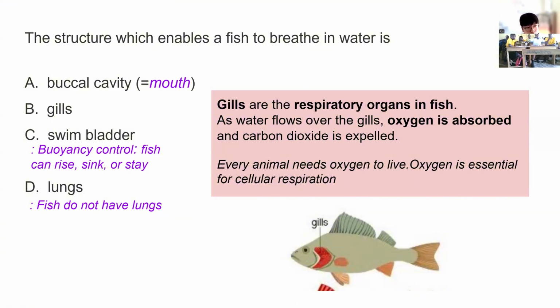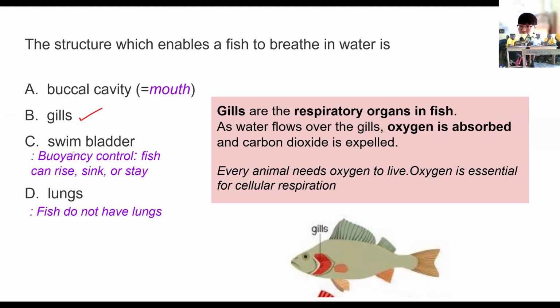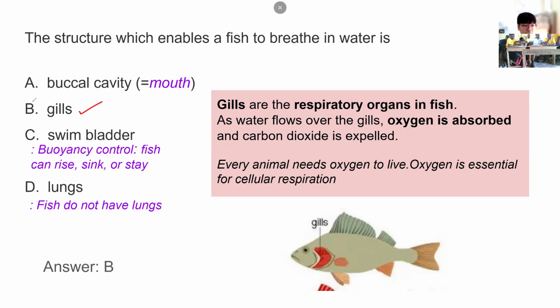Okay, so let's look at this structure question about the fish. The structure which enables a fish to breathe in water is called what? What do you think? Oh, yeah, did you say B? I think I heard it immediately. Does anyone have other answers or do you all think B is the right answer? Yeah, B. That's correct. The answer is B, the gills.